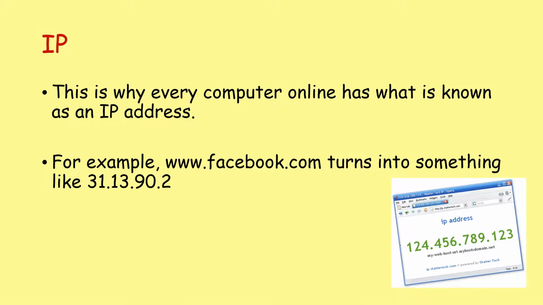So this is why every computer online has what is known as an Internet Protocol address. For example, we like to use the human readable domain name, an address like www.facebook.com, but that doesn't really mean anything for the computer. That's just a human readable form for us. What the computer is interested in is the IP address, like 31.13.90.2. That is how to actually find that computer with the information on a wide area network.